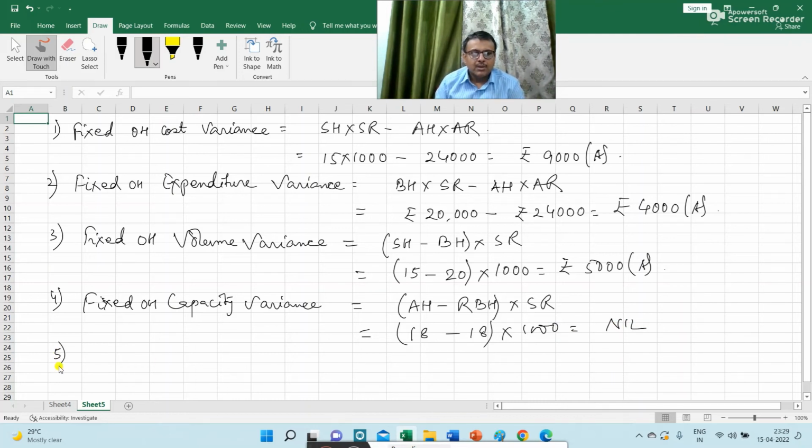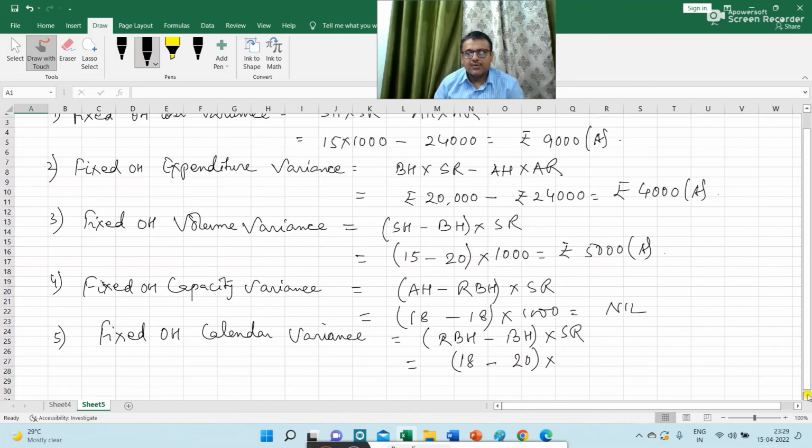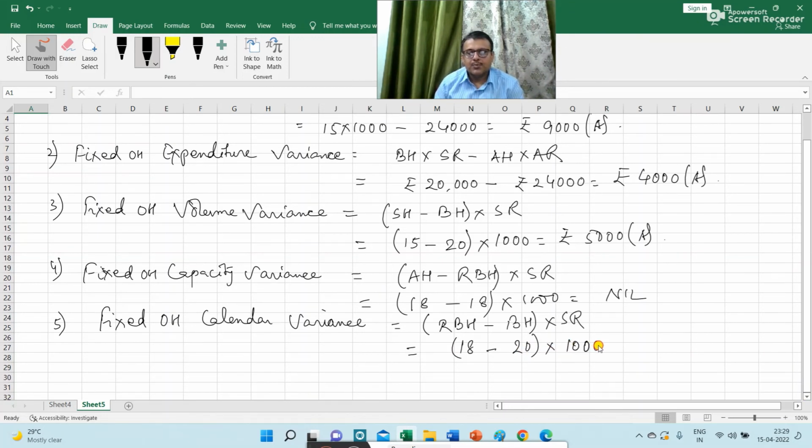Then the fixed overhead calendar variance. So this is calculated as revised budgeted hour minus budgeted hour into standard rate. So revised budgeted is 18 and budgeted hour is 20 into standard rate. It is 1000 rupees per day. So you will have 2000 adverse.